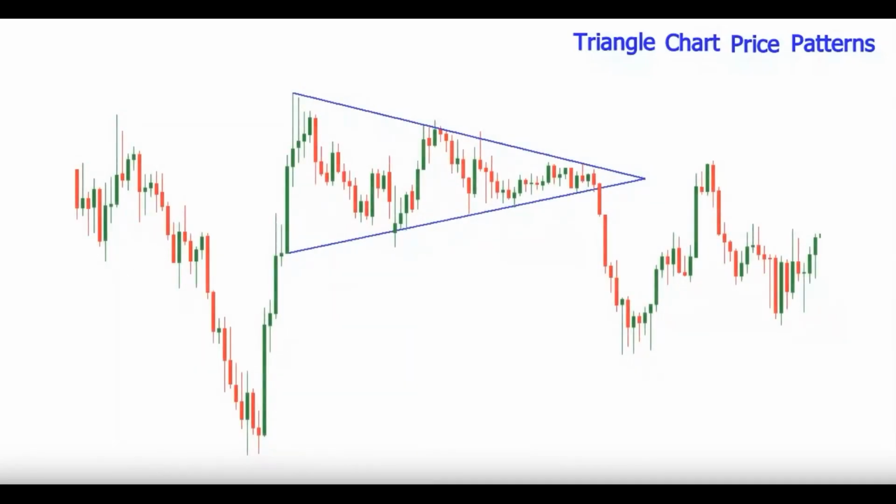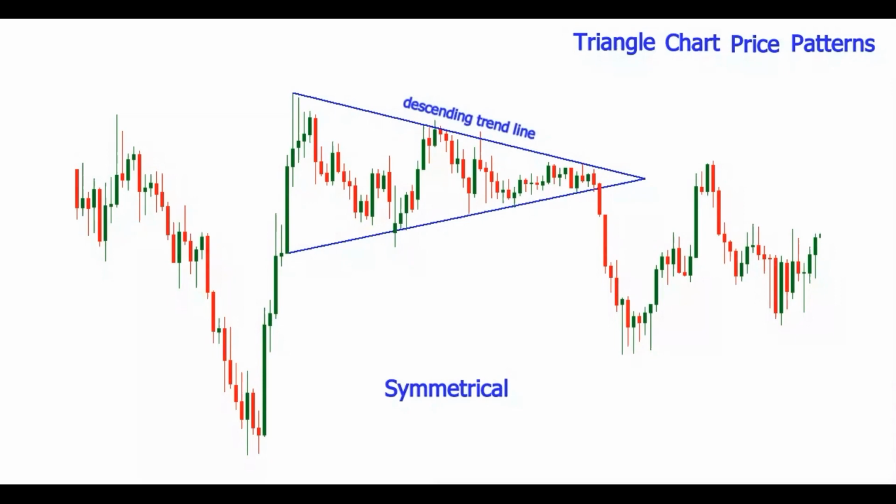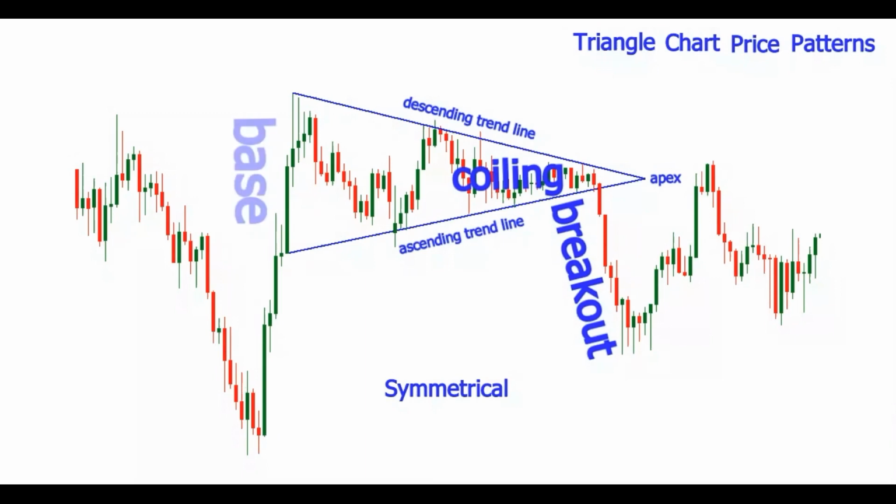The symmetrical triangle pattern is formed by two intersecting trend lines of similar slope. These two lines are converging at a point called the apex. The coiling of price that happens inside the triangle will eventually result in a breakout. The breakout can occur in any direction, and the move is often as big as the base of the triangle.